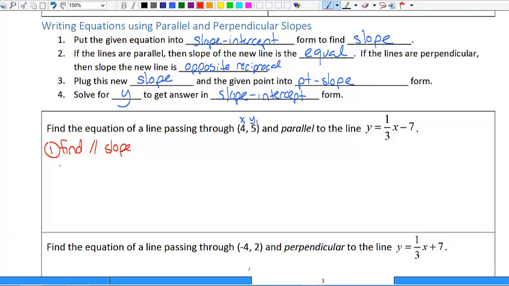So I'm going to rewrite my line, y is equal to 1/3 x minus 7. Step 1 says to put the given equation in slope-intercept form. Check, it's in slope-intercept form. And what is the slope of your line? Well, I can just pull it right off. My slope is 1/3.